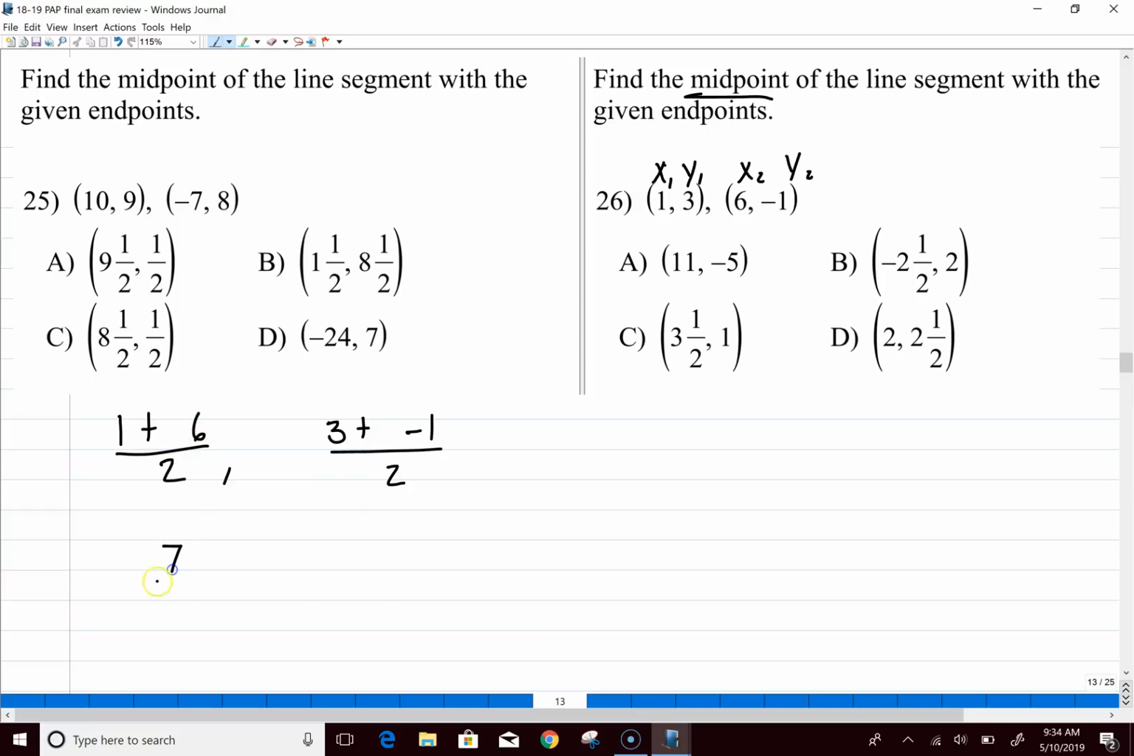1 plus 6 is 7. 7 divided by 2 is 3.5. 3 plus a -1, well, that's 3 minus 1. 3 minus 1 is 2. Divide that by 2, and 2 divided by 2 is 1.